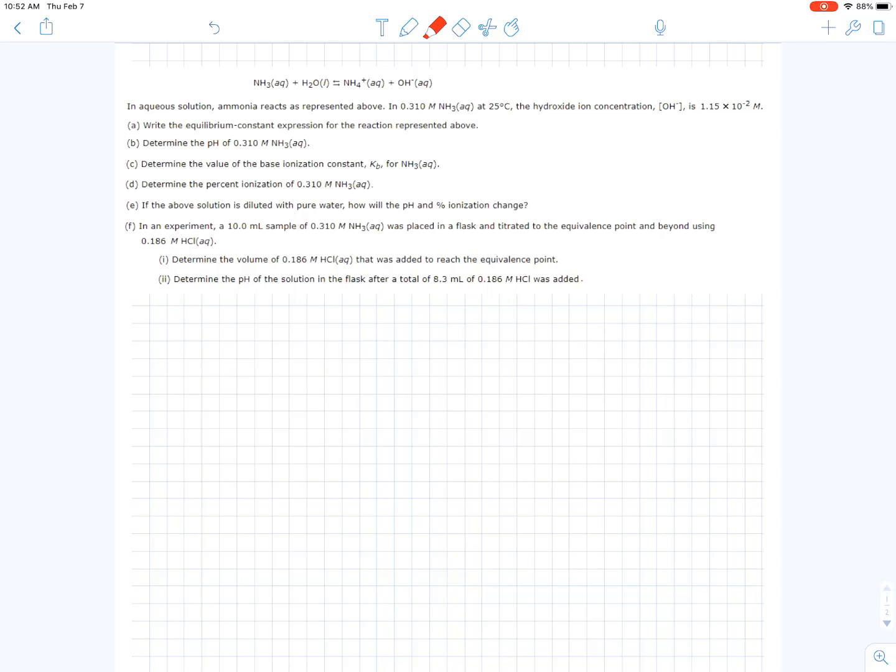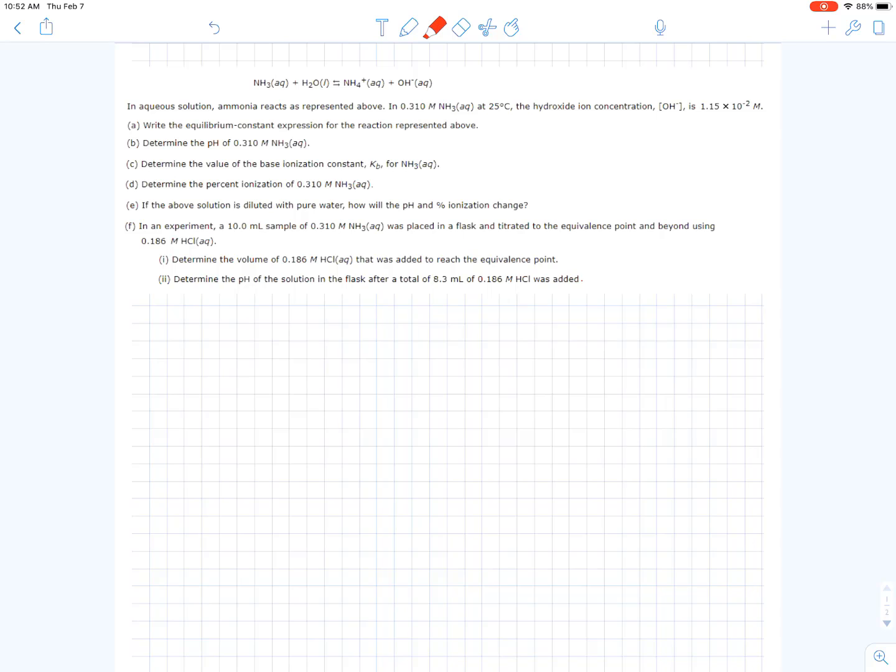Now they want us to write the equilibrium constant expression. That's easy. They want to find the pH of this solution. That shouldn't be too tough. Determine the value of the Kb for the ammonia. That might be a challenge. Determine the percent ionization. Okay, we've heard of that before. If the solution is diluted with pure water, how will the pH and the percent ionization change? Good. Then finally, F, the last one.